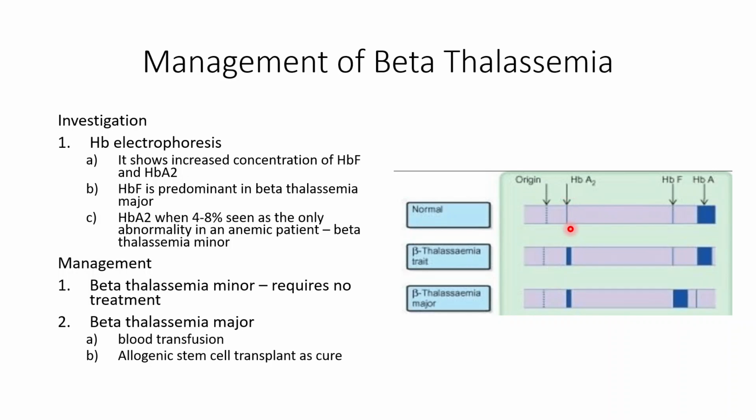Now why the difference in distance traveled between hemoglobin A2, hemoglobin F, and hemoglobin A? Because the distance traveled depends upon the charge, and the charge depends upon the globin chain makeup. So this is what is normal. Then in case of beta thalassemia trait, hemoglobin A2 levels are increased and hemoglobin A levels are decreased. So that is beta thalassemia trait.